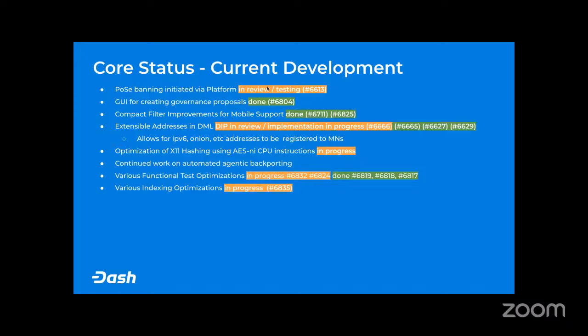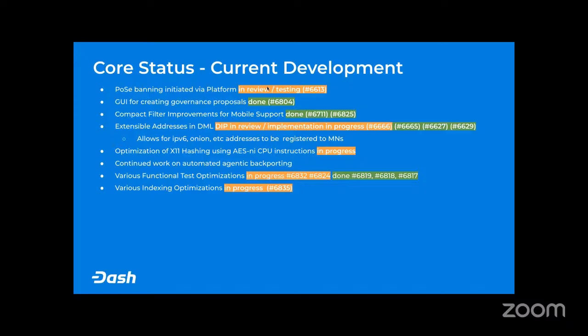Also, in parallel, a good chunk of progress has been made on various core development. One of the biggest interesting things in the last cycle that was merged in and wrapped up was the GUI for creating governance proposals. I think I had maybe mentioned that previously, but that's all wrapped up and merged in now, as well as compact filter improvements for mobile.